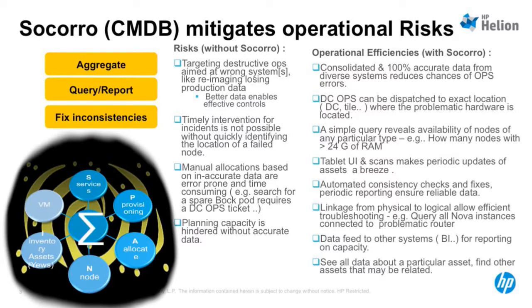This has greatly reduced the risks with targeting destructive ops at the wrong systems. For example, if a particular system is supposed to be reimaged and operations does a quick query and finds out that there are actual customer instances running on that node, then that's immediately flagged and stopped at that stage. So really mitigates the risk there. Timely intervention for incidents is possible because a customer reports a problem, you're able to quickly trace it down to the physical layer and then troubleshoot at that layer if needed. Allocations, again, are made more accurate by the data that's aggregated.